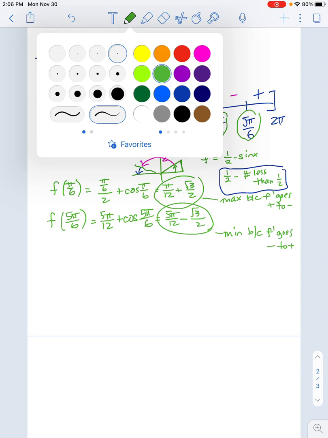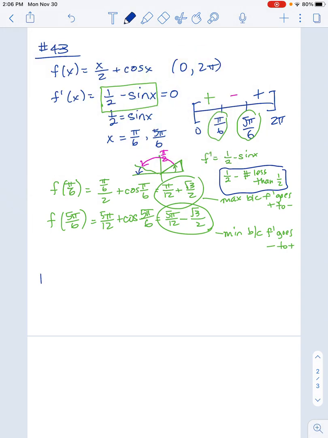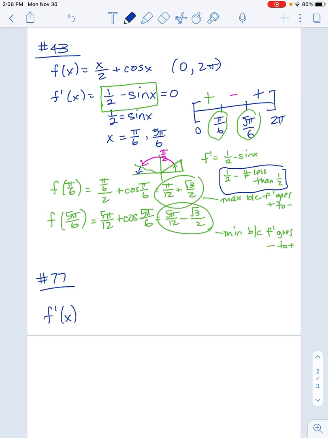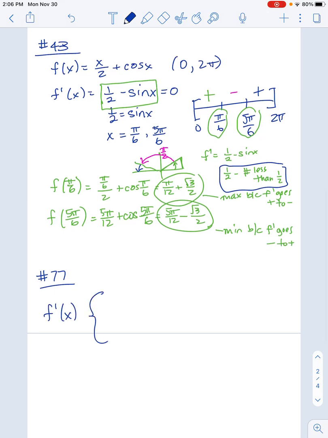Okay, let's see. The last couple, number 77. Let me kind of find that one. It says sketch the graph of an arbitrary function such that this stuff is true. So we know f prime is greater than 0 when x is less than 4. We know it's undefined when x equals 4, and it is less than 0 when x is greater than 4. So if I put information here, 4 is obviously the only point that matters on the x-axis.